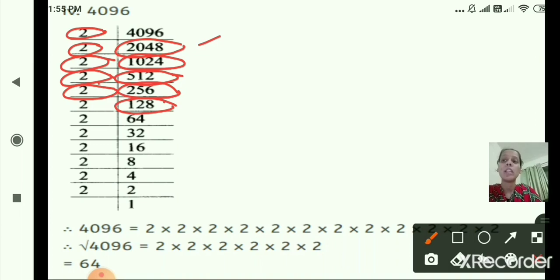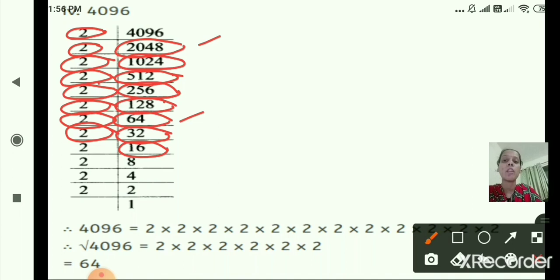Now 128 divided by 2, that is 2 6s are 12, 2 4s are 8. So what we got? 64. Now 64 divided by 2 is 32. 2 3s are 6, 2 2s are 4. So here we got 32. Now 32 is divisible by 2, right? So 2 16s are 32, here it is 16.